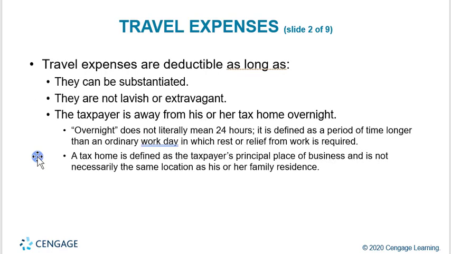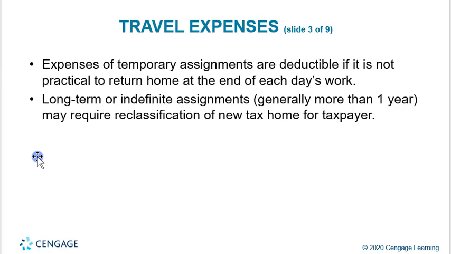Travel expenses are deductible as long as they can be substantiated, they are not lavish or extravagant, and the taxpayer is away from his or her tax home overnight. And so overnight does not mean 24 hours. It's defined as a period of time longer than an ordinary workday in which rest and/or relief from work is required. A tax home is defined as a taxpayer's principal place of business and is not necessarily the same location as his or her family residence.